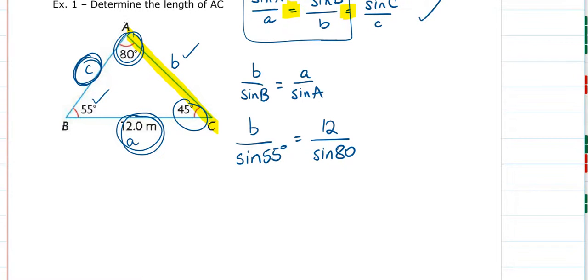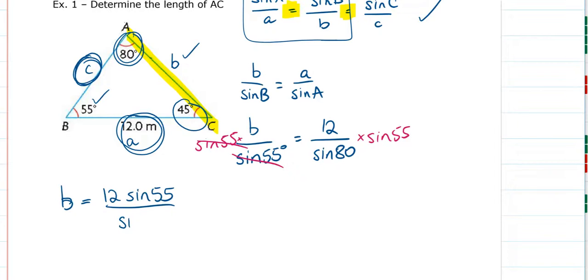Okay, so solving for b, what do I have to do? Multiply both sides by sine 55 because the goal is to isolate b. So multiply by sine 55, those cancel on the right, and so I'm left with b equals 12 sine 55 over sine of 80 degrees.